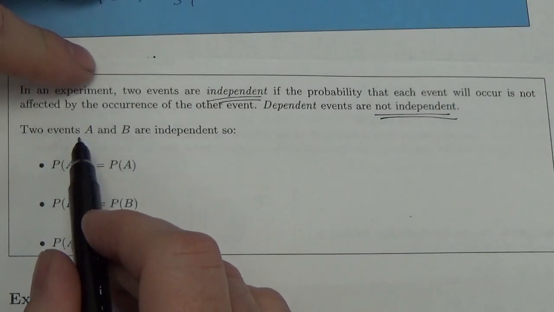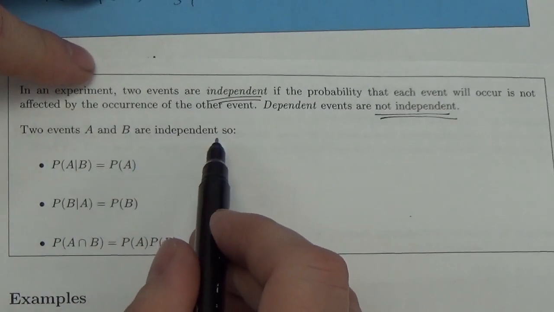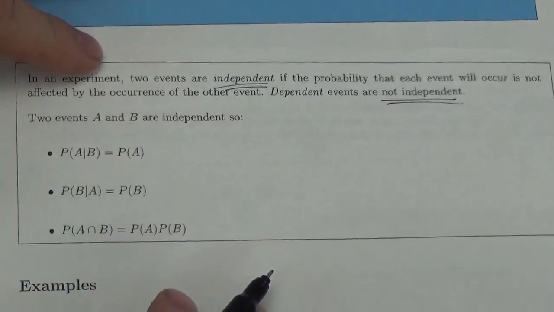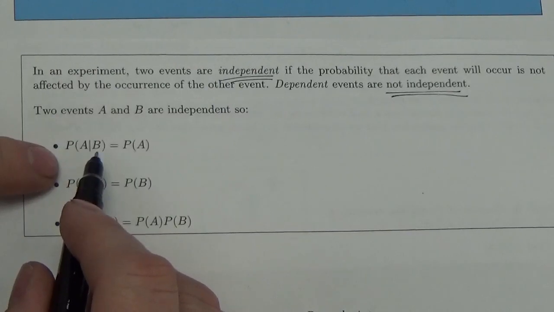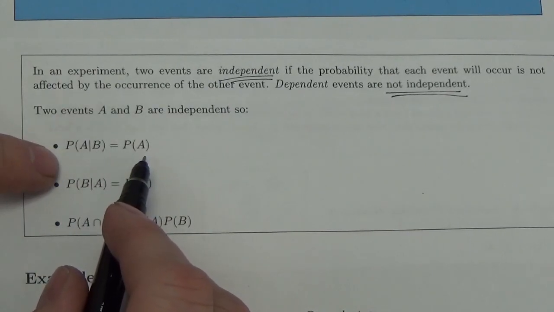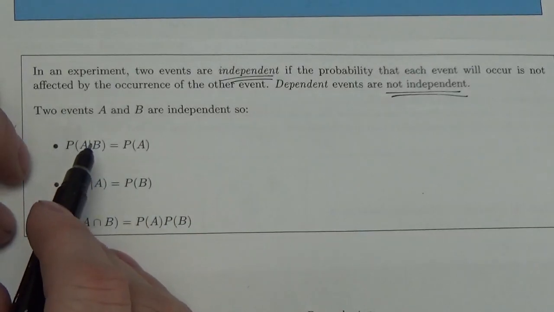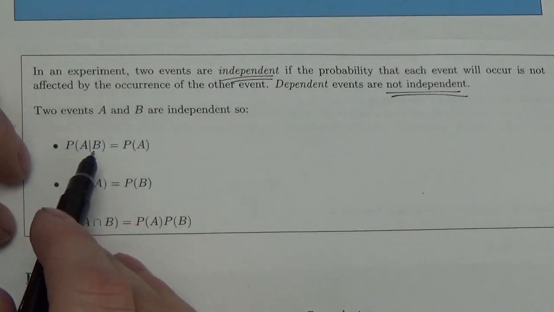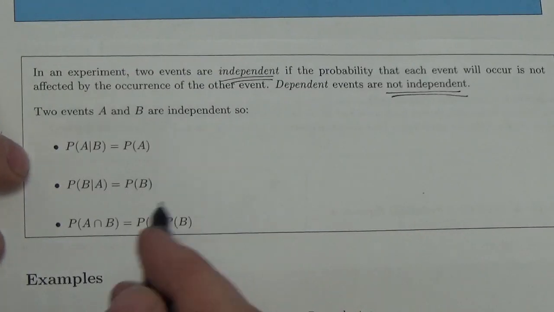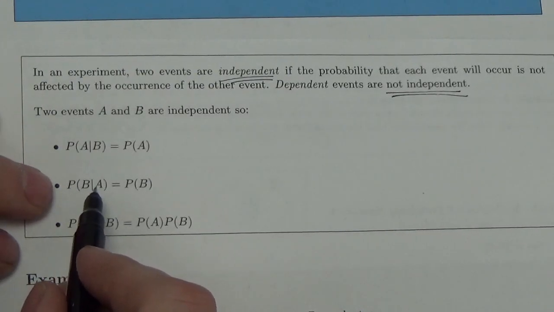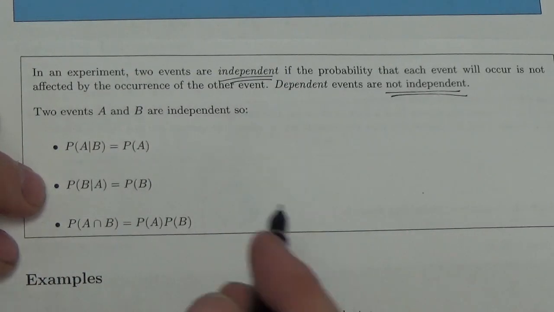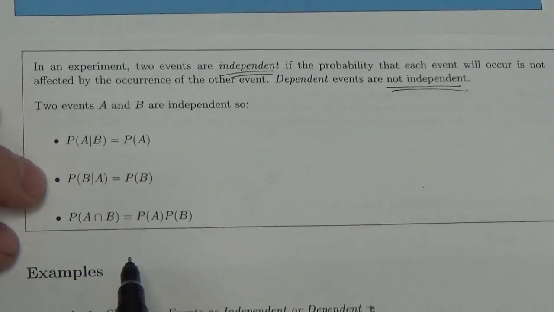Now, two events A and B are independent. So, if they are independent, then the probability of A given B is just the probability of A. If there's no impact, if there's no influence there, B doesn't do anything, then the probability of A given B is just the probability of A. The probability of B given A is just the probability of B. Same thing going on here.